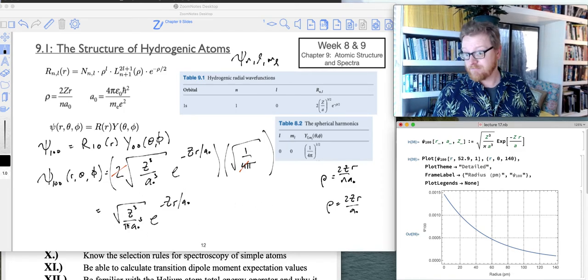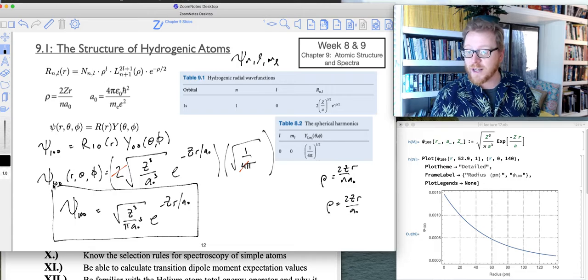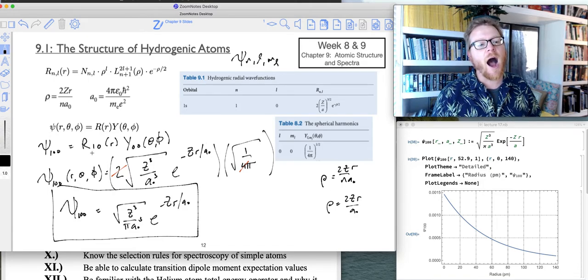And there we have it. We've got our psi 1 0 0, which we know is our wave function for our 1s orbital. Very cool. And we can put together all of the other wave functions for 2s, 2p, 3s, etc., by calling up the correct radial wave functions and spherical harmonic wave functions. Sweet.